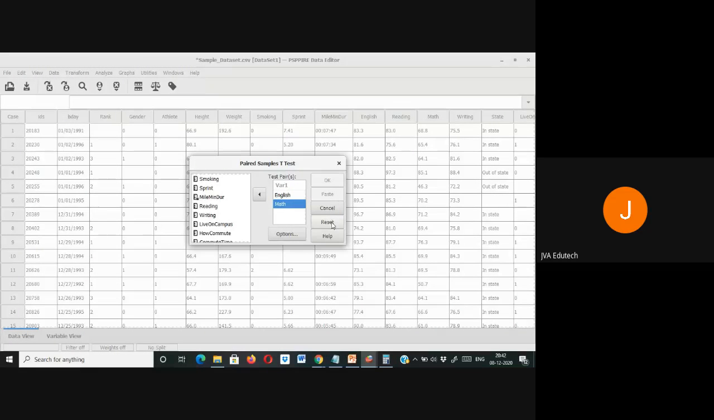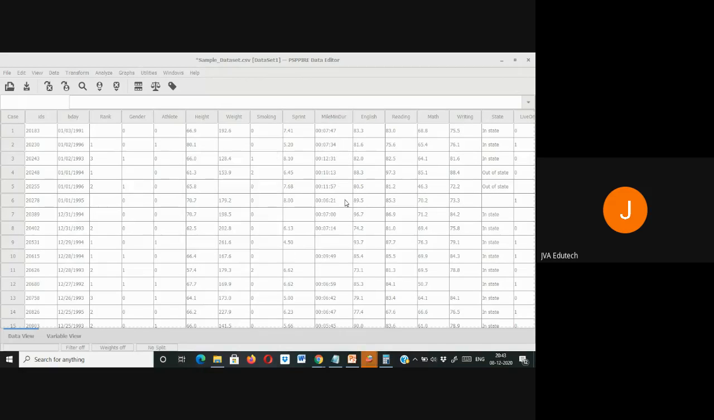Why is it not taking this? Okay. Variable one is English. Variable two is math. So now I'm making a pair of English and math and testing their scores. Click on OK.